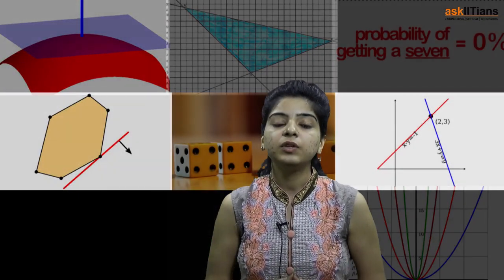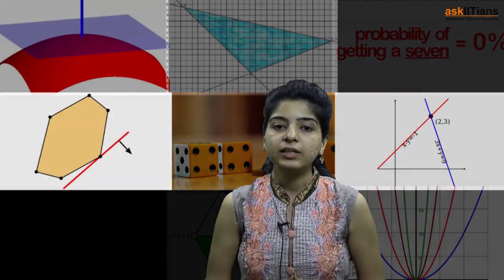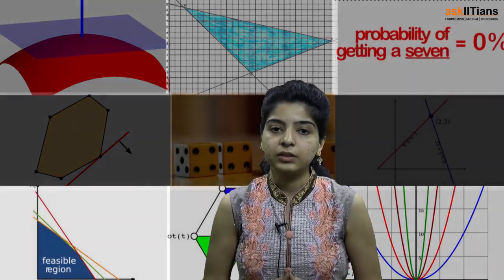Now in the next section we will be discussing the second graphical method of solving an LPP, that is the iso-profit iso-cost method. So stay tuned.